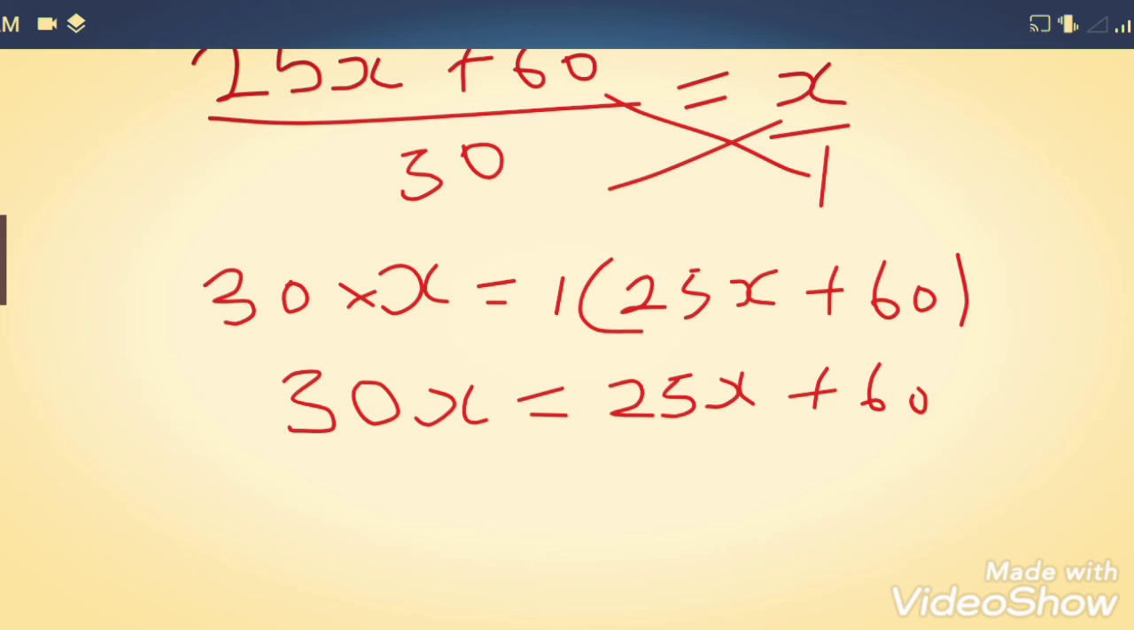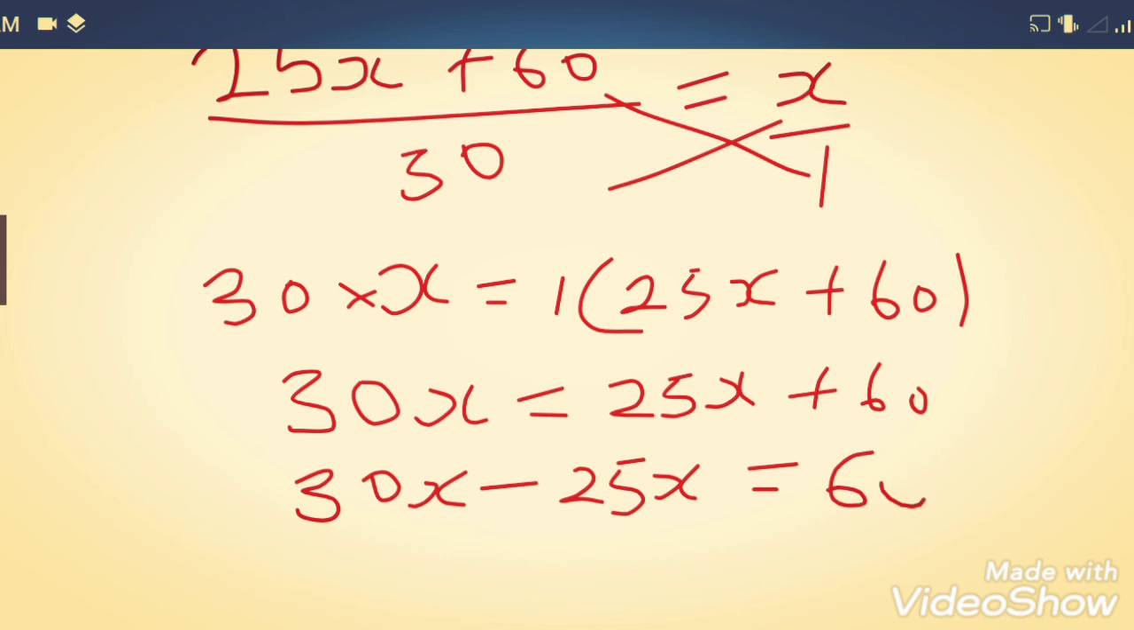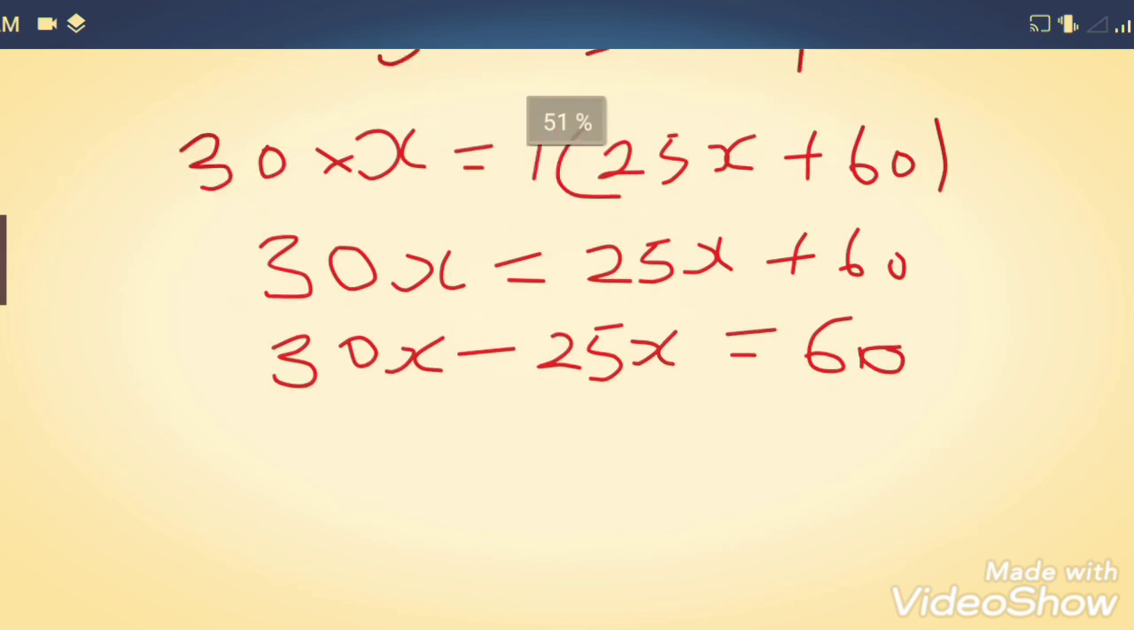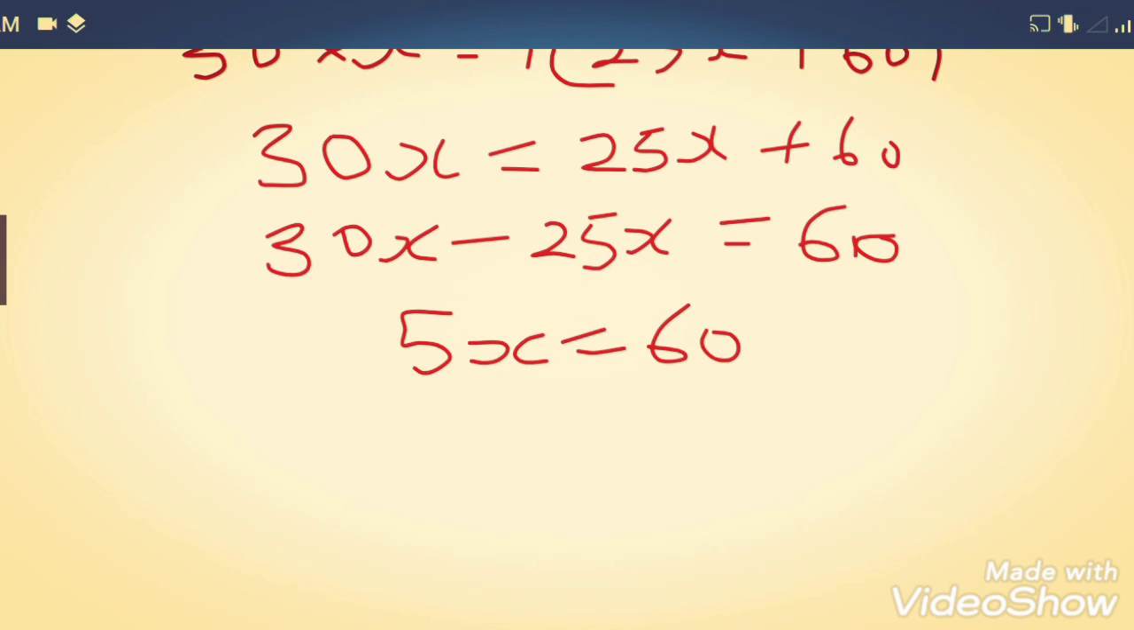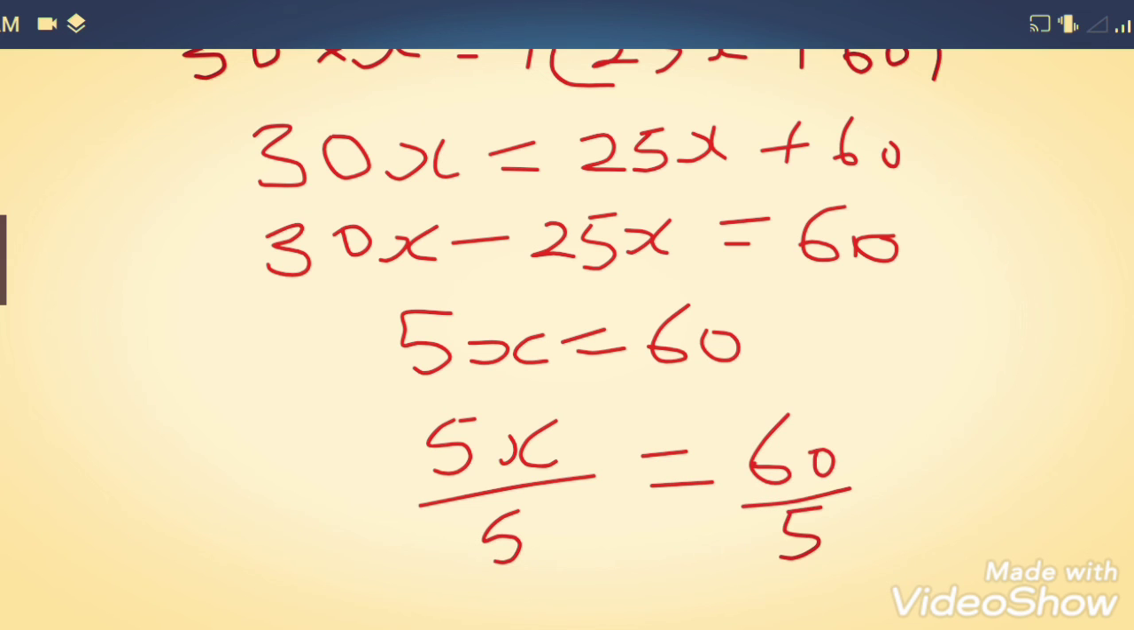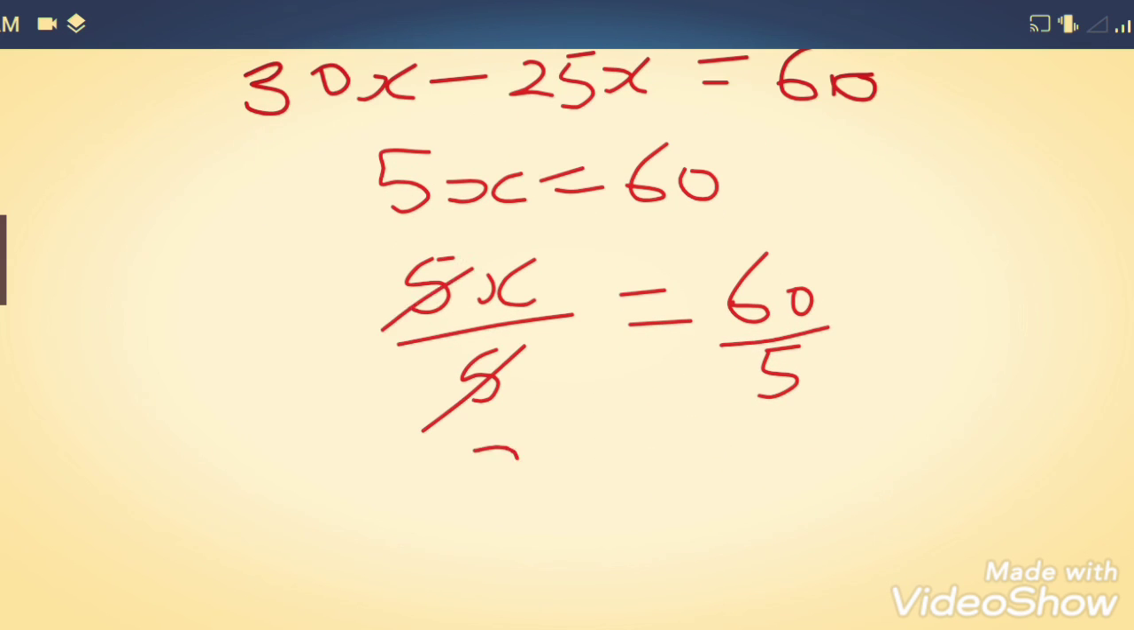So we're going to collect like terms. We're going to have 30x minus 25x equals 60. So from here we're going to get 5x is equal to 60, and then we divide by the coefficient of x. So we're going to have 5x/5 equals 60/5. So from here 5 will cancel 5, leaving x, and 5 into 60 will give you 12. So therefore the waking hours is 12 hours.